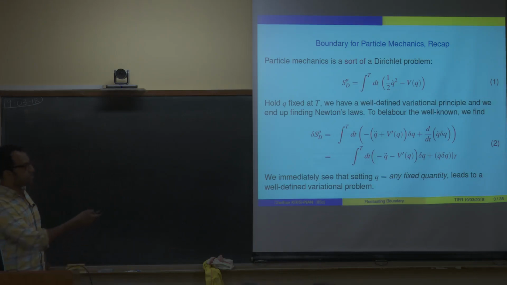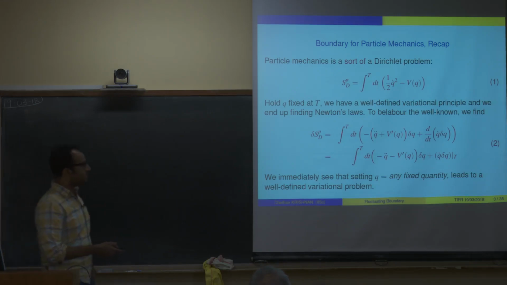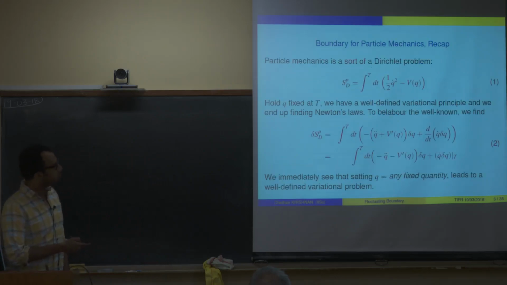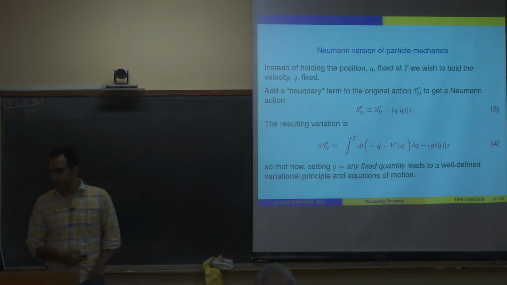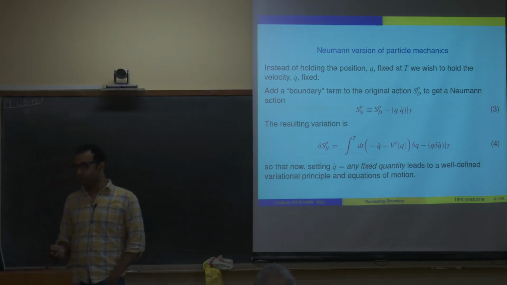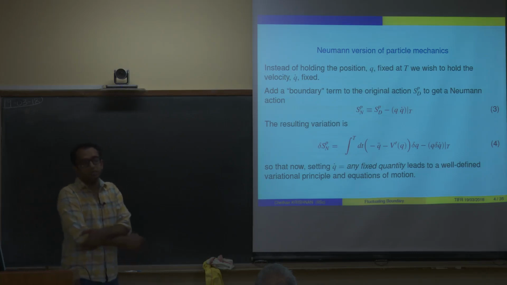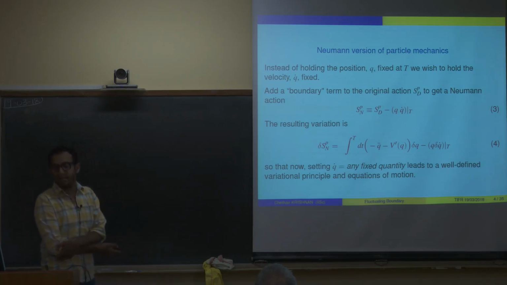There are parallels to this in field theory, general relativity, and so on, and we'll talk a little bit about it. So this is, if you want to call it, the Dirichlet version of particle mechanics, and you can talk about instead of holding the position fixed at t, we wish to hold the velocity q dot fixed. This is at least a problem one can ask.